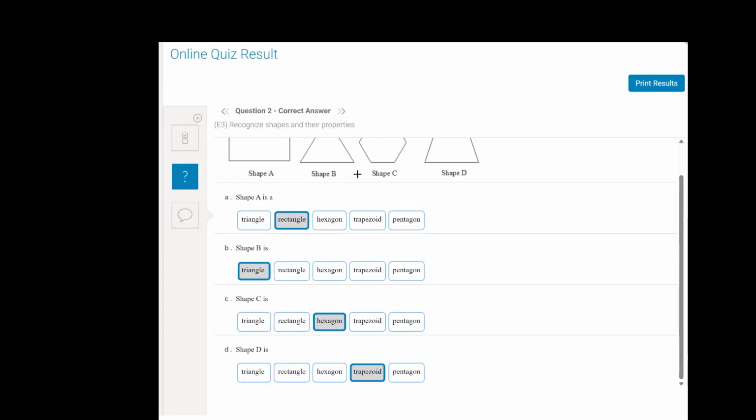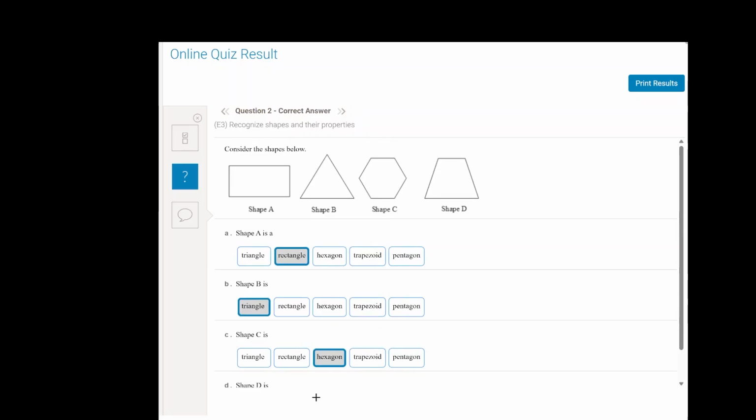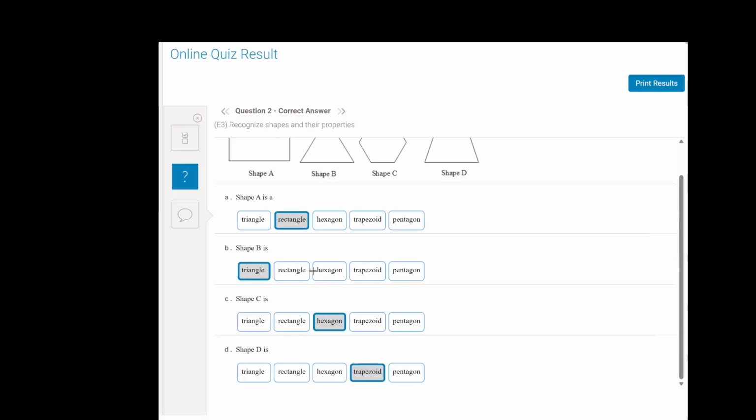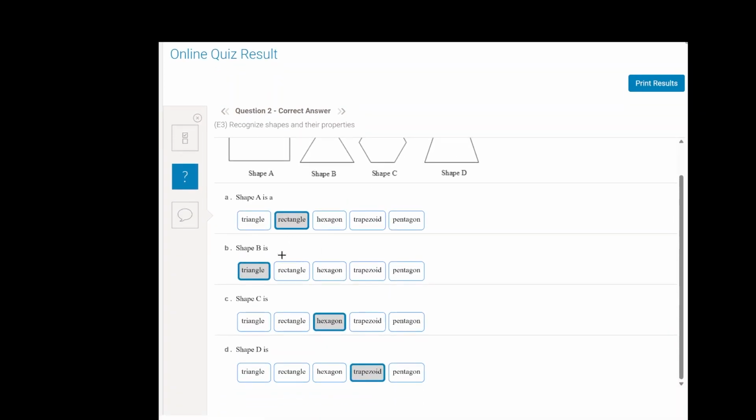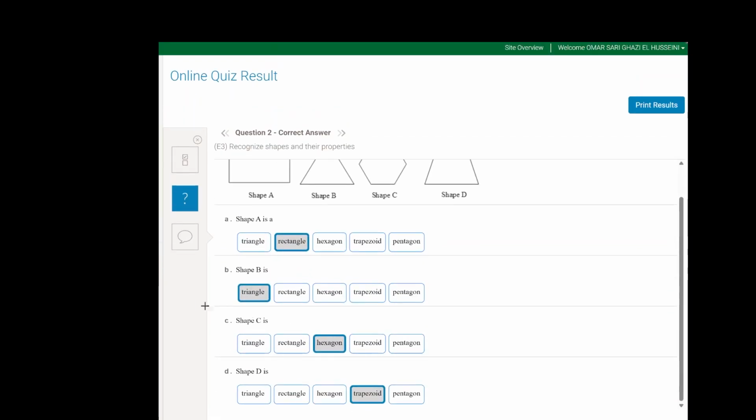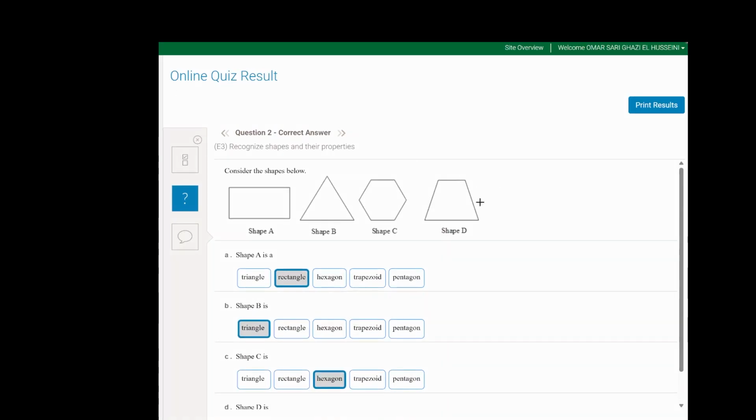Shape C is a hexagon because it has 6 sides. Shape T is a trapezoid. Maybe you guys might not all know what it is, but it looks like it's kind of a square, but none of the sides are equal.